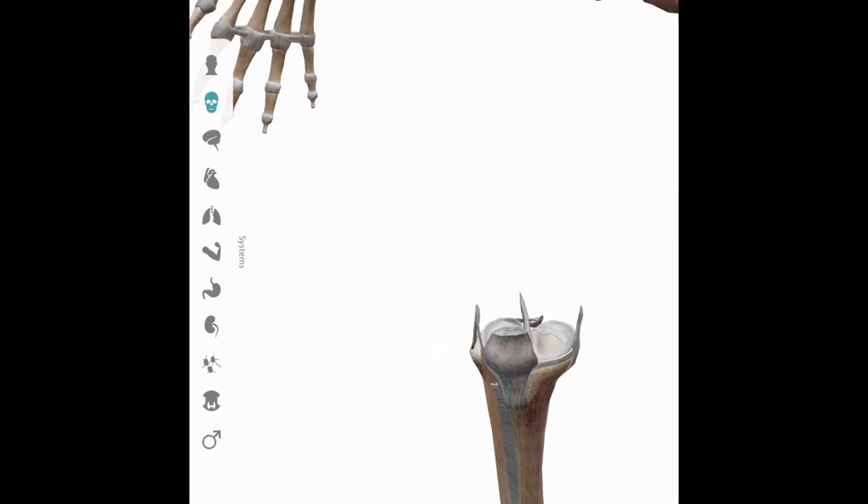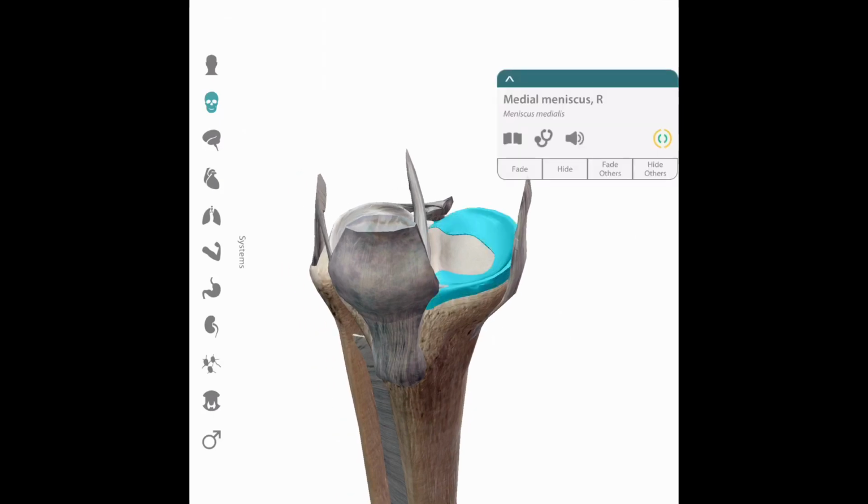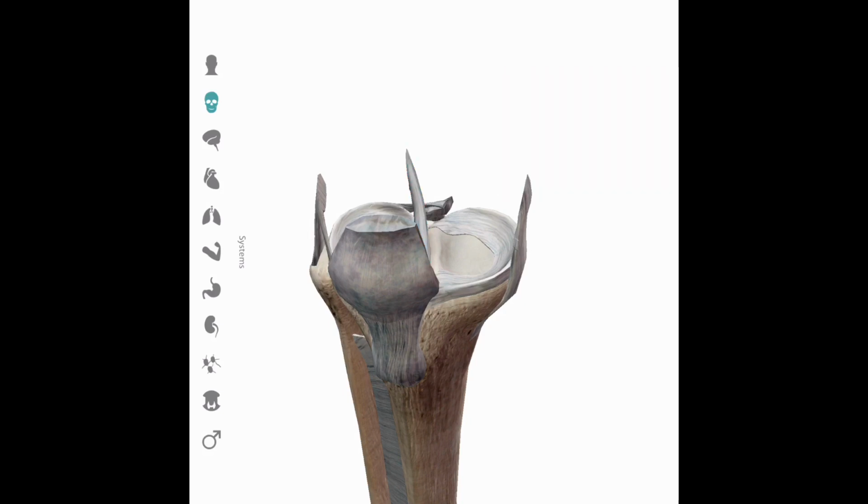Sometimes with MCL injuries, if indeed he did suffer an injury, you always have to take a look at the medial meniscus, which is a small strip of cartilage on the medial side, the inside part, which is connected to the medial collateral ligament, and the anterior cruciate ligament.